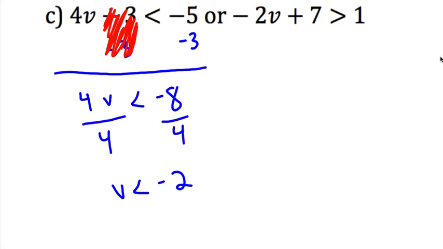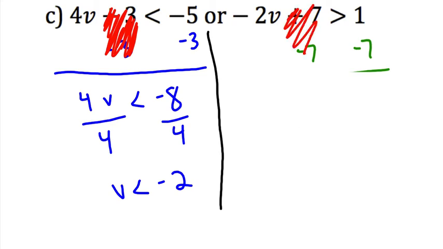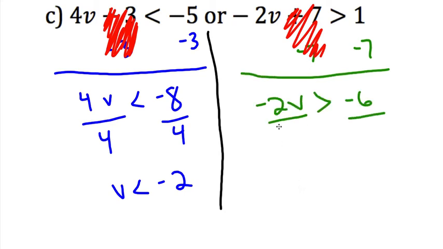All right, now for the other inequality, let's run through this one. What's the first thing we need to do? Get rid of the 7. This is a positive 7, so we do the opposite and subtract 7. So again, 7 minus 7 is 0, so those cancel out. 1 minus 7 is negative 6. So the left-hand side is negative 2v, which is greater than negative 6.